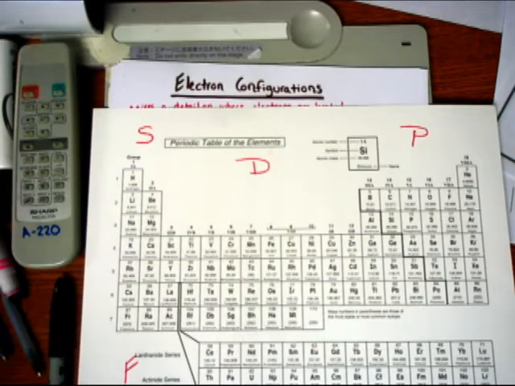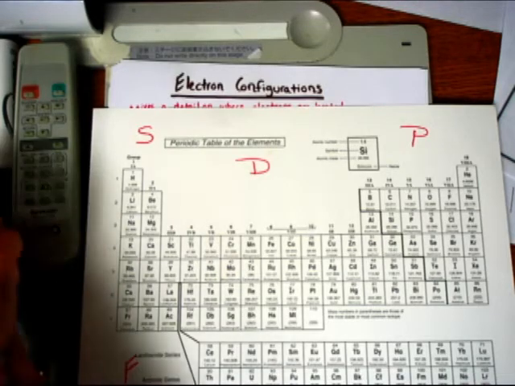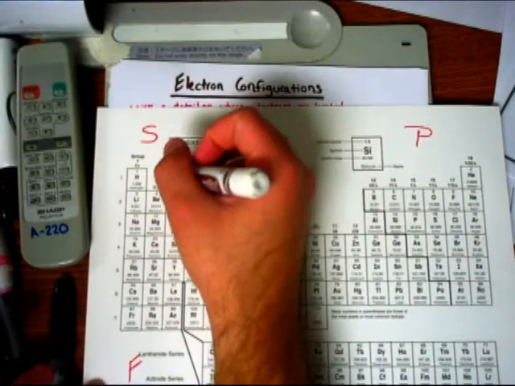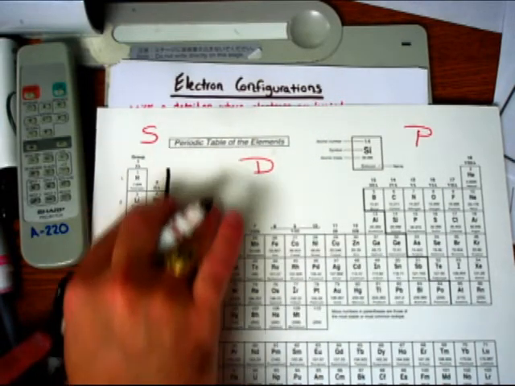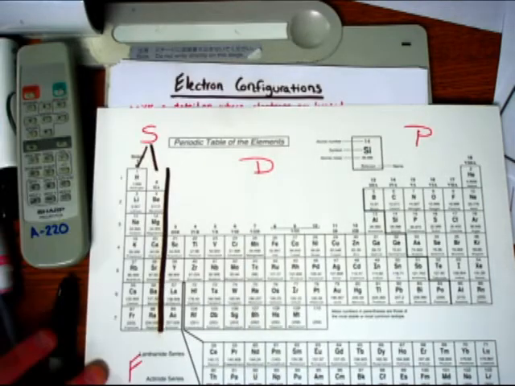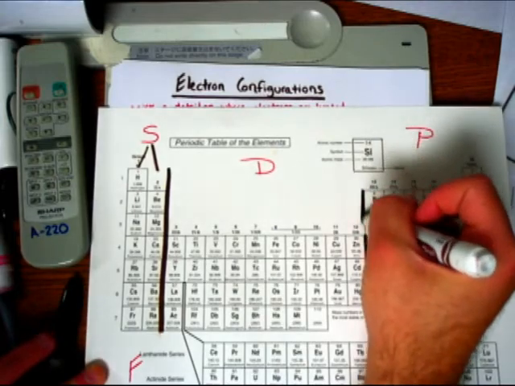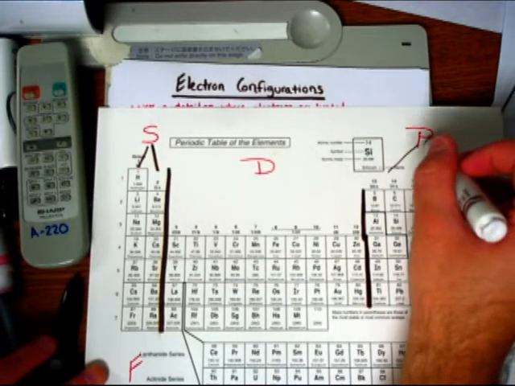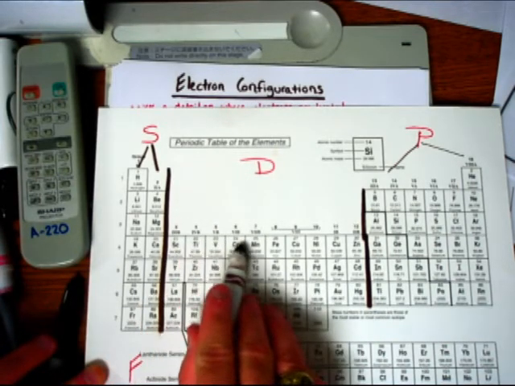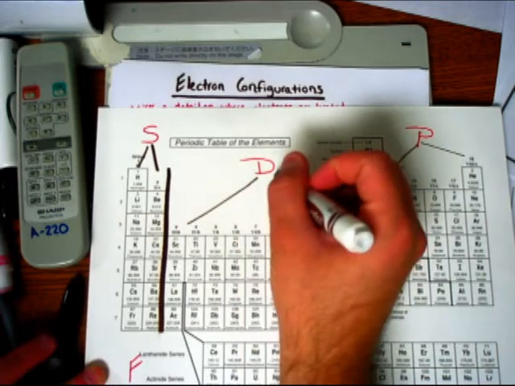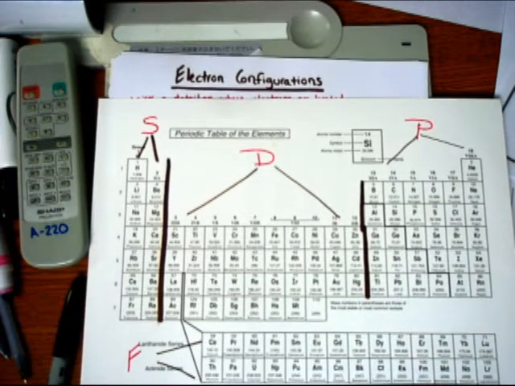Now I'm going to do this for effect on mine. If you want to do this as well, you may, but I'm not saying you have to. Everything over here, these two columns, are both S. All of these six columns are P's. That means the 10 columns right through here are all D's. And both of these guys are F's at the bottom.